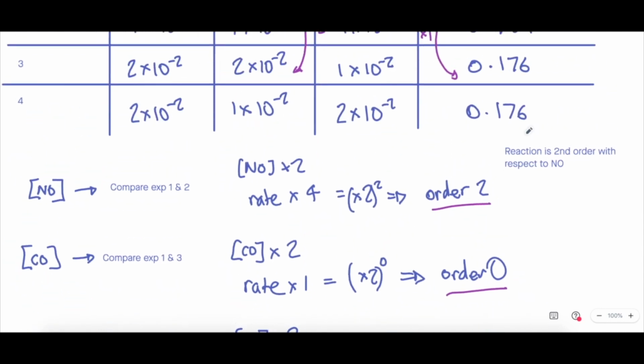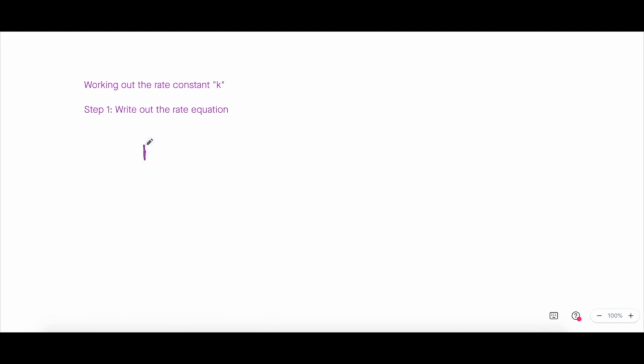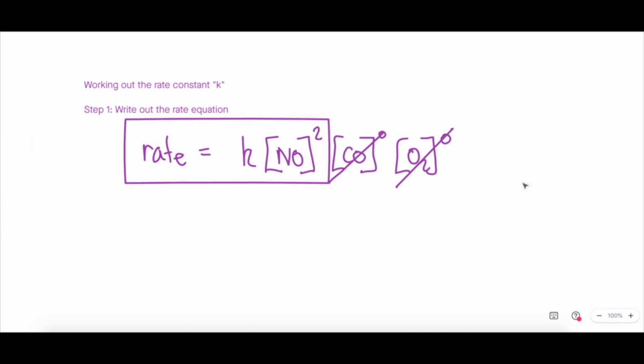So if we want to write the rate equation for this, we would say rate is equal to k times NO to the power of 2, because we found NO to be order 2, CO to the power of 0, and O2 to the power of 0. Now anything to the power of 0 is just equal to 1, so if you multiply everything by 1, you can just cancel these out, and you get your rate equation, which is just this for that one.